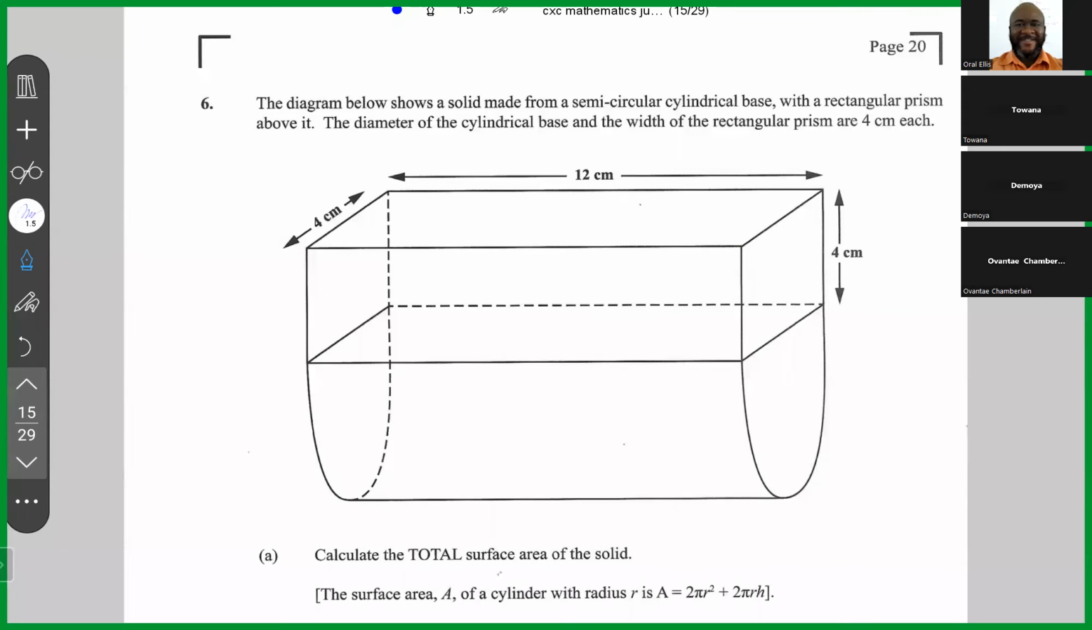All right, question number 6 says, the diagram below shows a solid made from a semicircular cylindrical base with a rectangular prism above it. The diameter of the cylindrical base and the width of the rectangle are 4 centimeters each. We're to A, calculate the total surface area of the solid.